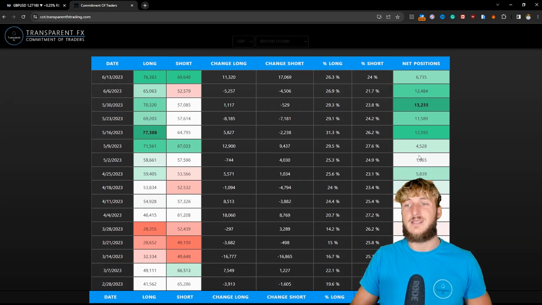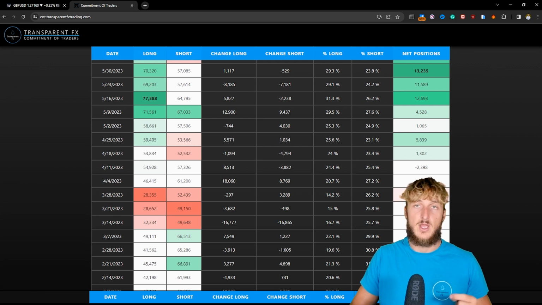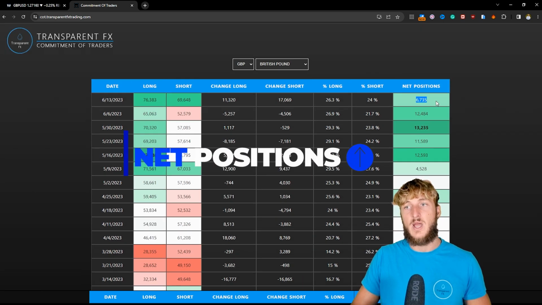And what we can see is that in the long term, we had a massive shift to the bullish side for this pair. If we look at the institutional side of the market, in fact, we went from having minus 24k net positions all the way up to having plus 6.7k net positions.